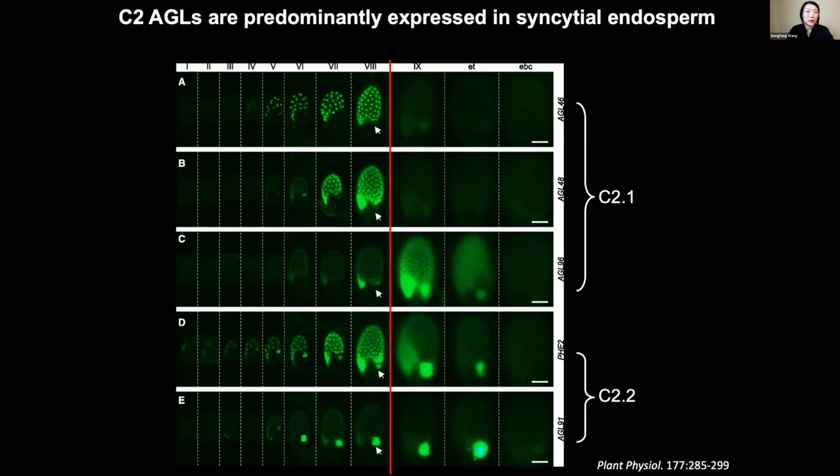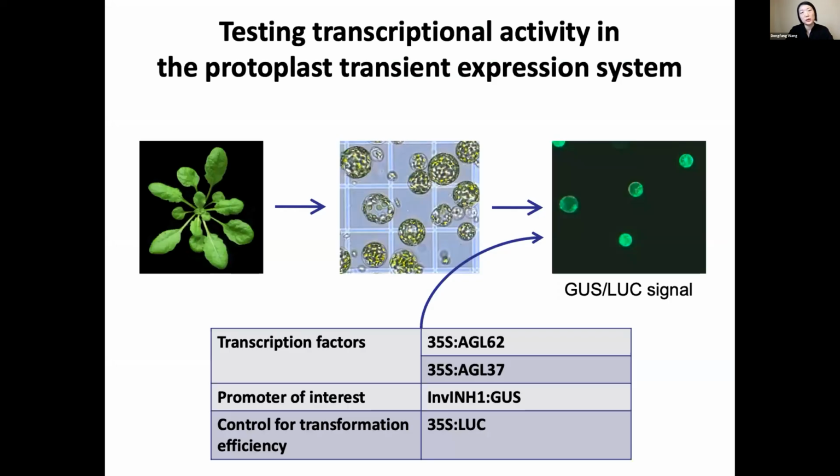So we want to test whether those transcription factors directly activate invertase inhibitor. We used a protoplast transient expression system. We isolated protoplast plant cells from the leaf, and then we transfected those cells with constructs that basically deliver the type 1 MADS-box transcription factors and also a promoter reporter into those protoplasts. There are data already showing that those type 1 MADS-box genes form dimers, so we introduced those transcription factors into the protoplast as dimers.